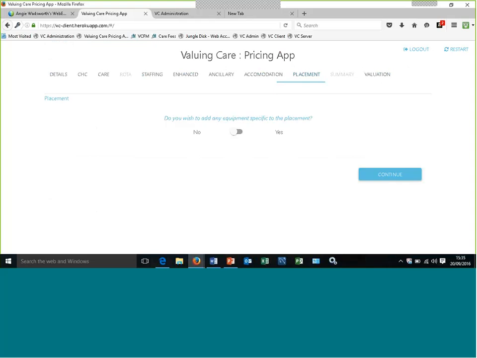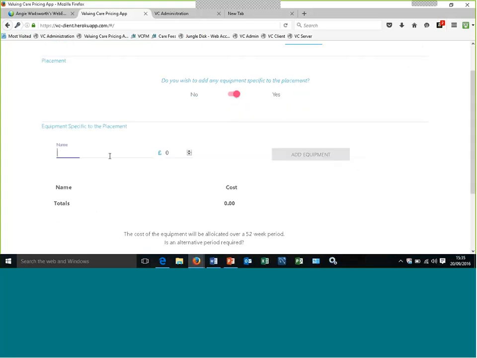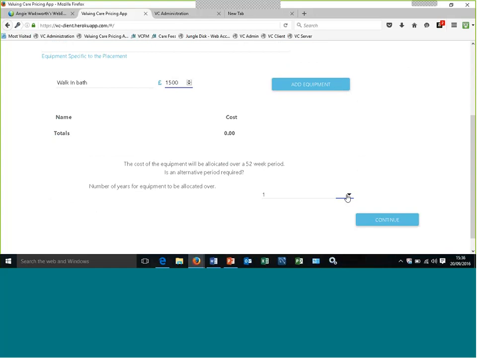Sandy does actually require a specific bath. He needs to be able to have a walk-in bath, which most providers won't have. So we will fund that to enable Sandy to thrive in a residential setting. So it's a walk-in bath. I know that we can get that sourced for £1,500, and I would expect that to last for at least 4 years. So I'm going to add that equipment.